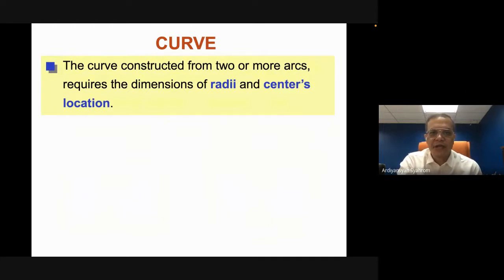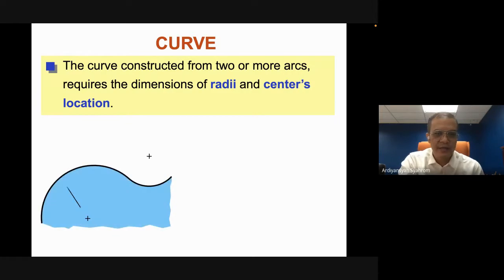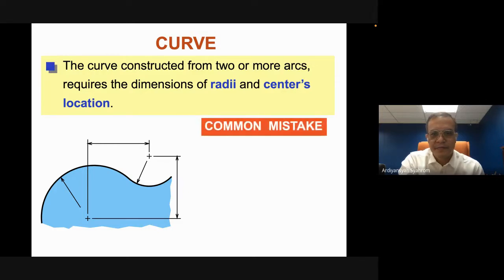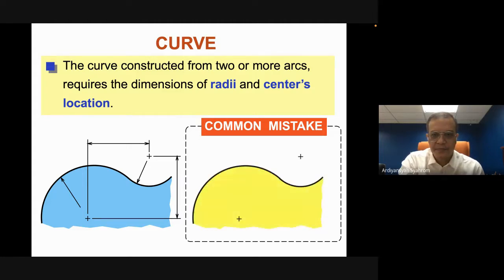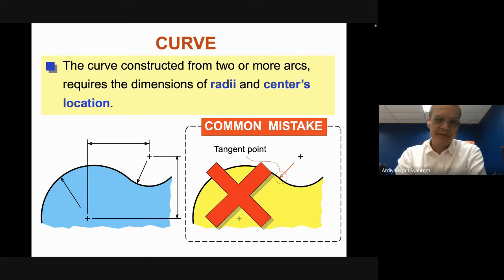Curve. A curve constructed from two or more arcs requires the dimensions of the radius and the center's location. That is the common mistake. You give the point, yeah? I get a point.